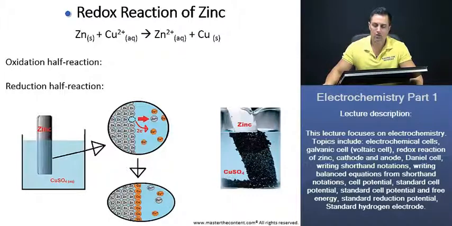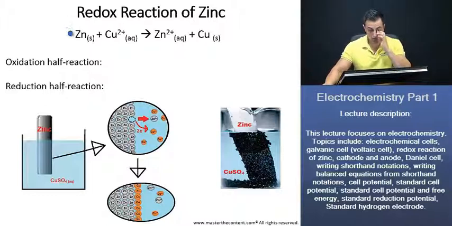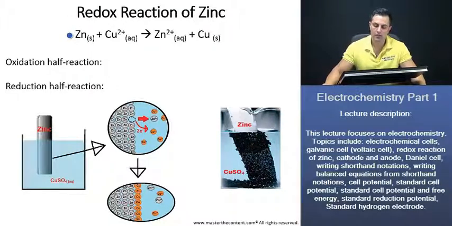We'll begin here with the redox reaction of zinc. Here we see that the zinc solid reacts with copper ions to give us zinc ion and copper metal. If we actually look at the reaction, we have zinc metal being placed in copper sulfate. When you do that, copper deposits on the zinc metal. And here is a picture of it actually taking place, where we have the zinc metal in copper sulfate, and then we have the copper being deposited.